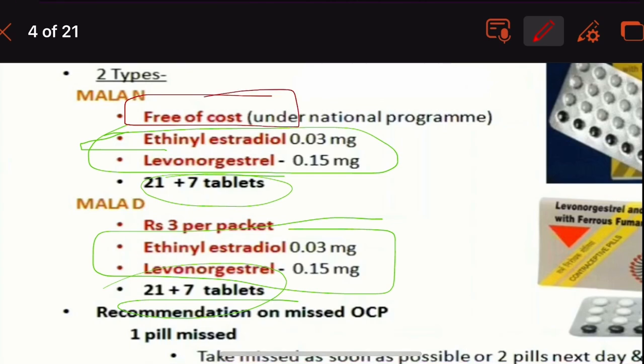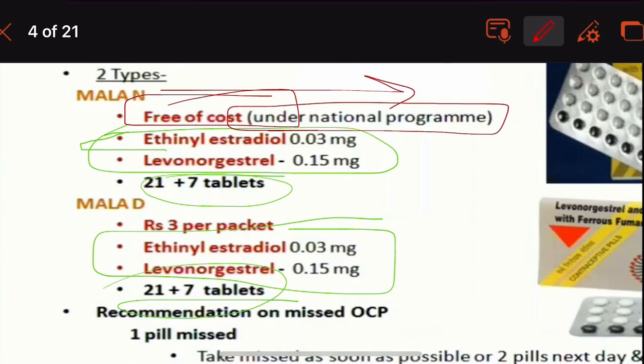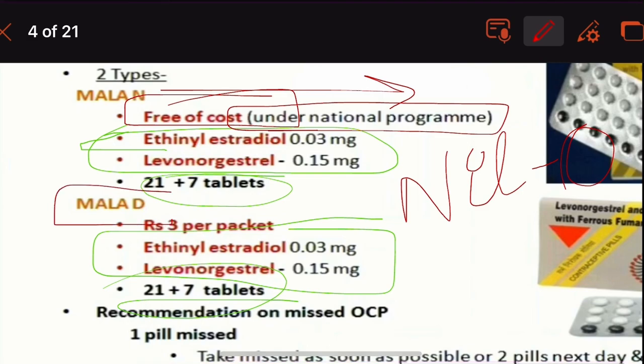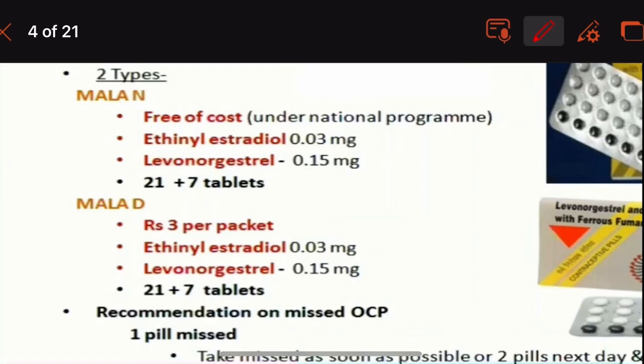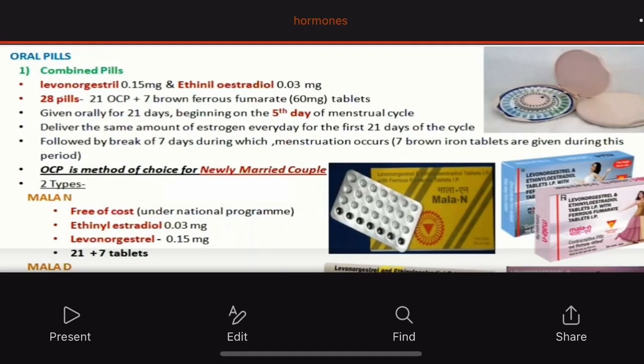It's in the cost. The Mala N is provided by the government under the national program. N for nil, 0. It's free of cost. Whereas Mala D, D for dollar, is costing us 3 rupees per packet. This is the difference. Mala N is free of cost, whereas Mala D is rupees 3 per packet. So now the difference, we are done.